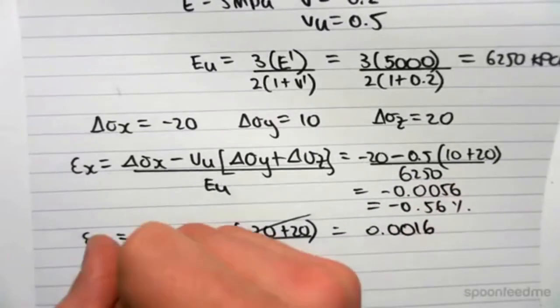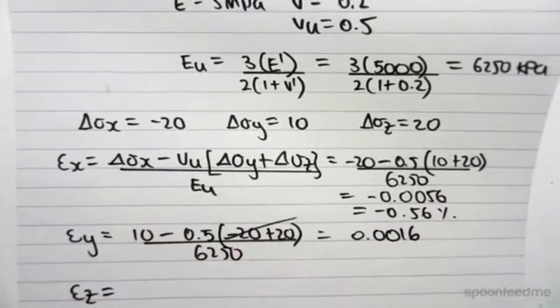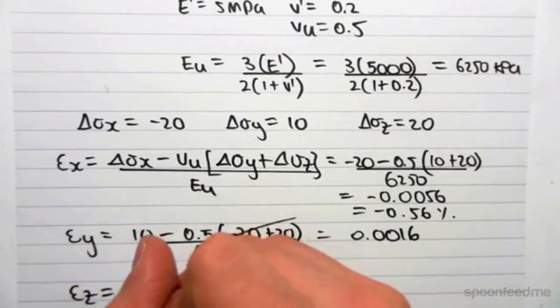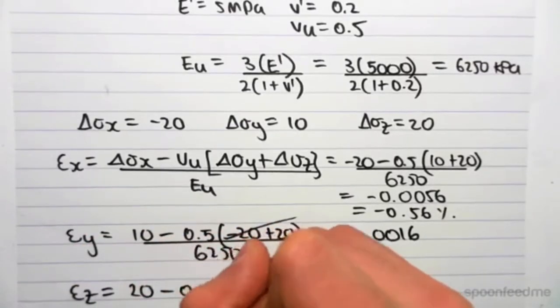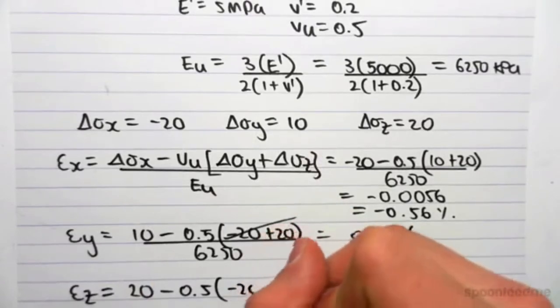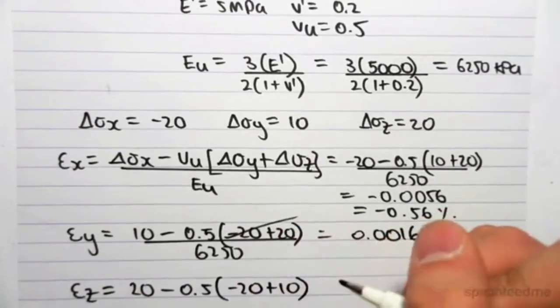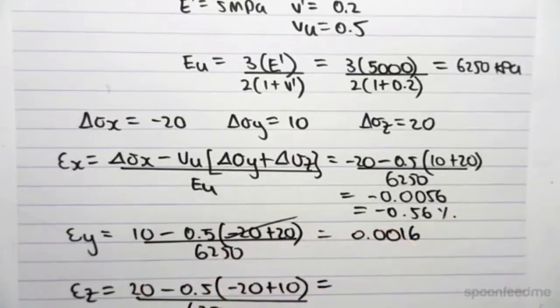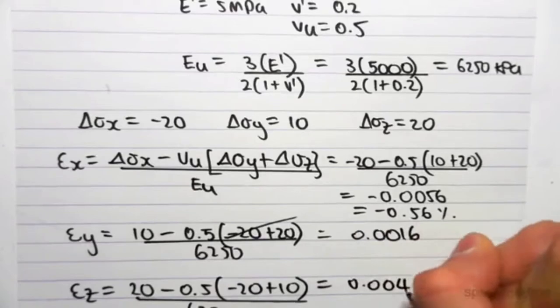0.0016. And then we could find the strain in the Z direction, which would be the change in stress of the Z direction. So 20 minus 0.5 outside of minus 20 plus 10. So minus 20 plus 10. This would be over 6250, and that would equal minus 20 plus 10 times minus 0.5 plus 20 divided by 6250 is 0.004.